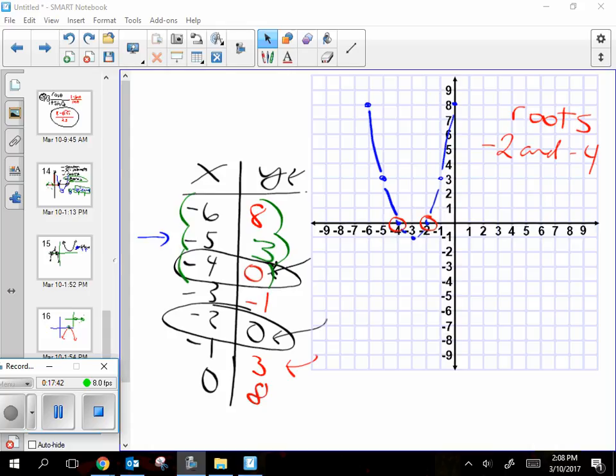So write that on number 1. If you haven't already got that, I know a lot of you graphed it, but actually write: roots are -2 and -4. That's the actual answer. The picture is just part of it.